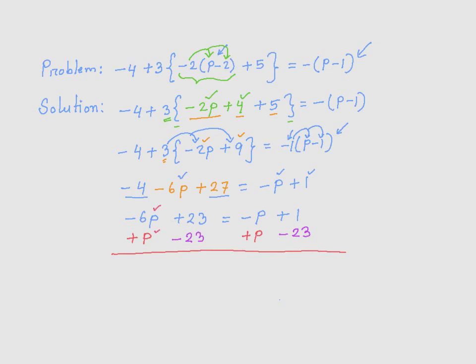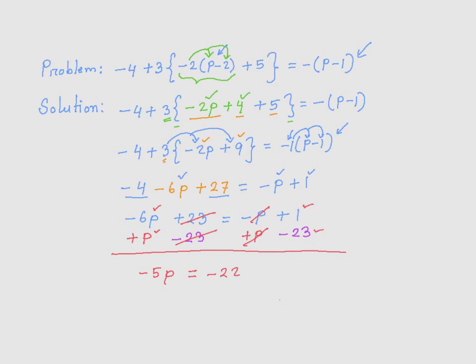-6P plus P is going to give me -5P. Positive 23, -23 is going to cancel out. And now on the right hand side, -P, positive P are going to cancel. 1 minus 23 is -22.